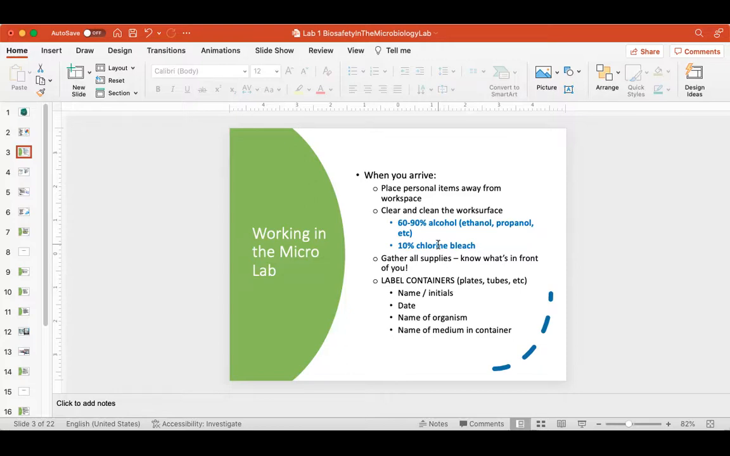Now you'll notice there are different kinds of alcohol that are used. They're all equally effective. It just depends on the preference of the person running the laboratory. So you can use ethanol, you can use isopropyl alcohol, you can use whatever kind of alcohol you want. But it has to be diluted, 60 to 90% dilution. That surprises people when you tell them that.